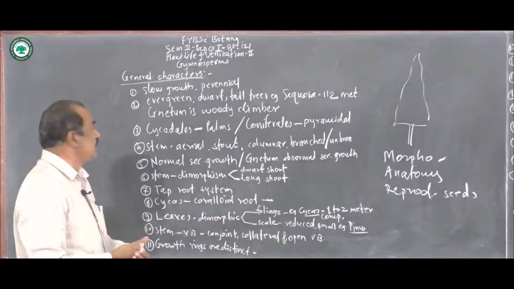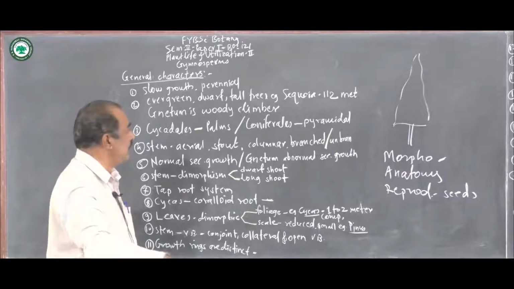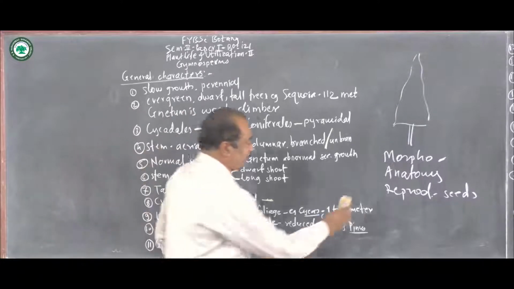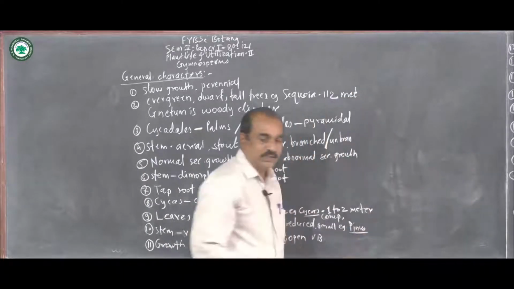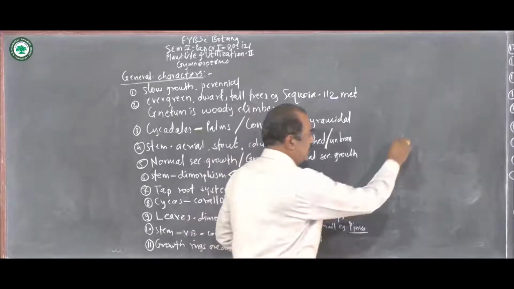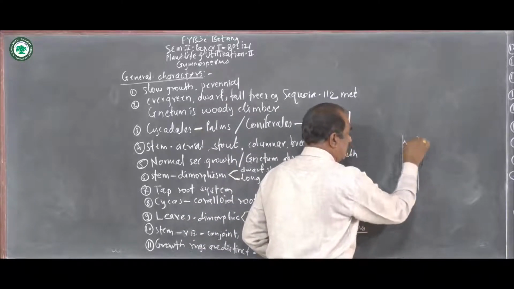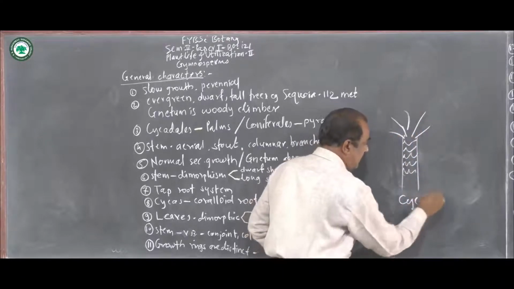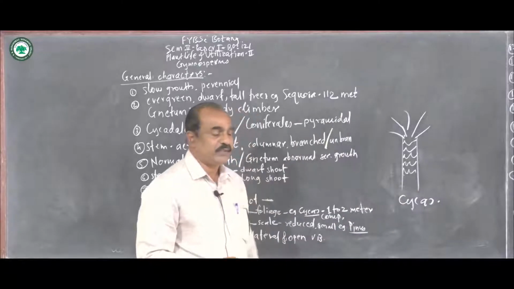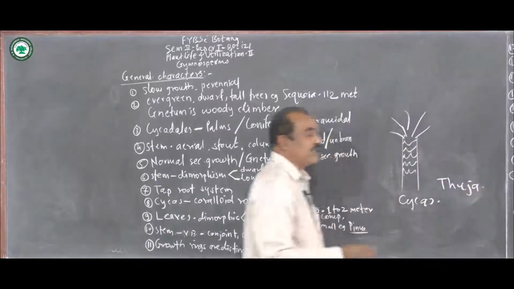Now next character, the stem is aerial, stout, columnar, branched or unbranched. Now for example, in cycas, the stem is unbranched like this, and it is columnar, and here there are the leaves. So this is the cycas, it has an unbranched stem. Now there is another example, for example, thuja. It has a branched stem.